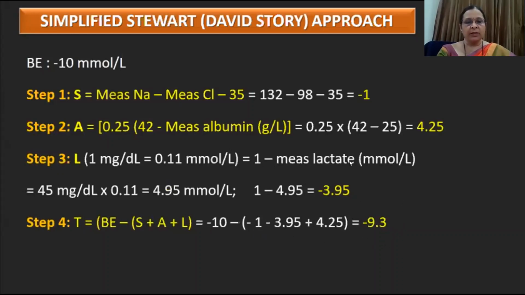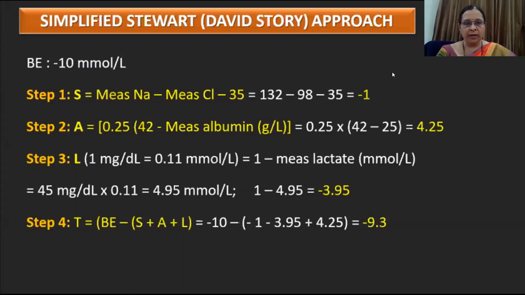So what are you trying to do now? You know the base excess is minus 10 millimoles per liter. You know the patient has got metabolic acidosis. We knew all that already. So what is the additional information that you get from this Stewart approach? What you see is it's more quantitative now. You know how much of this acidosis is coming from where.